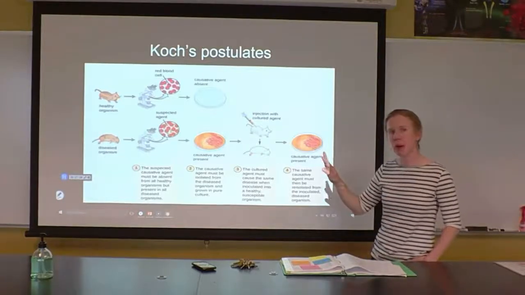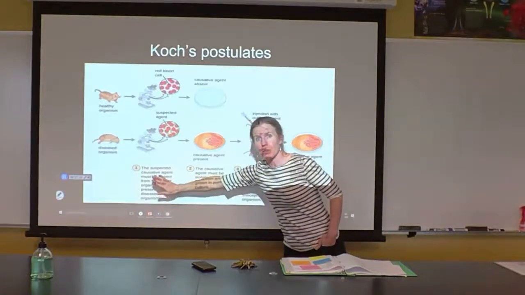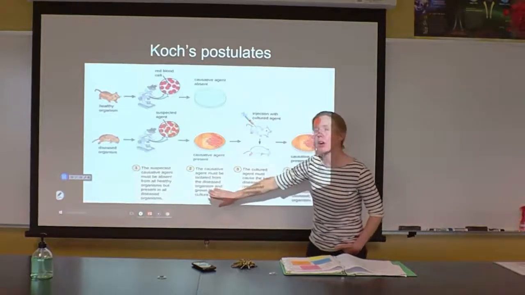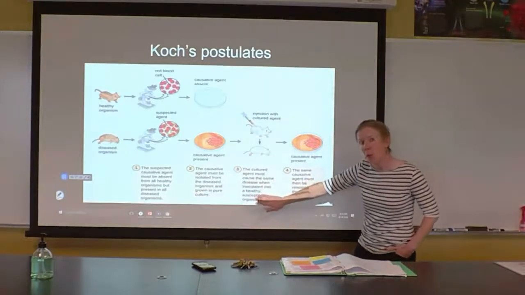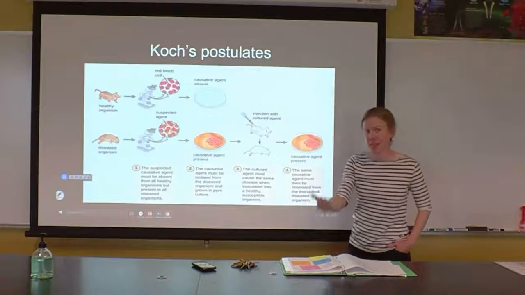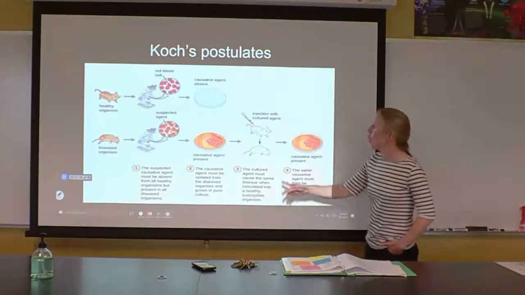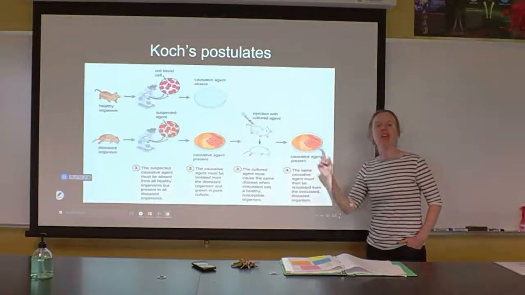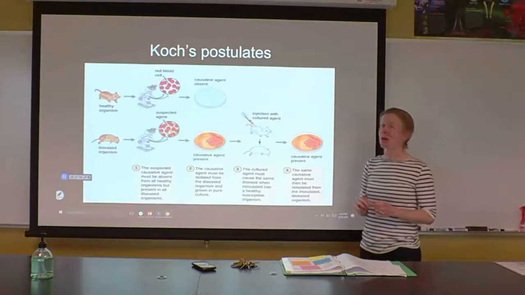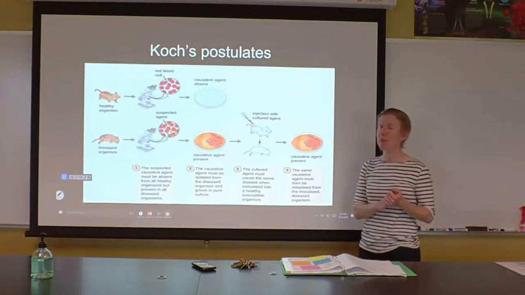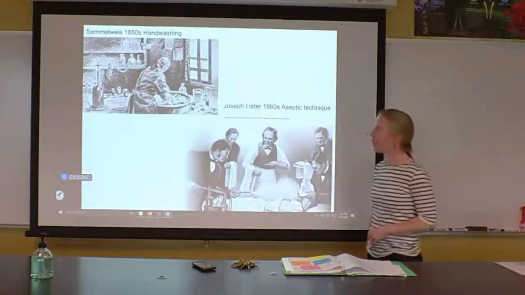So we've got 4 steps to Koch's postulates. The causative agent is in all of the diseased animals, none of the healthy animals. We grow it in what we call pure culture, isolated. It's the only thing there. And then we inject it into a healthy organism, causing the same set of signs and symptoms, the same disease. And then we're able to re-isolate that same organism. And then Koch says, that's what caused cholera, or that's what caused anthrax. So Koch is super meticulous at figuring these things out, a really important guy in history.